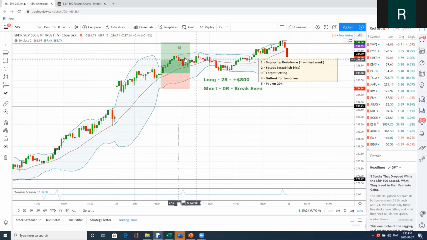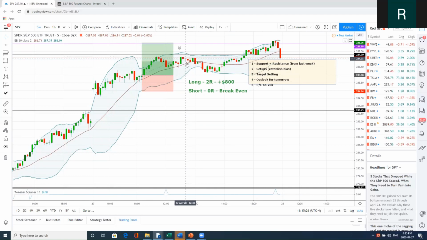We have this inverted gravestone hammer, right? And this is an entry you could have shorted here with a stop loss above here. Depending on your setup, you would have either made 1R or gone break even. So I took the conservative approach and said break even, once we're at 1, right?